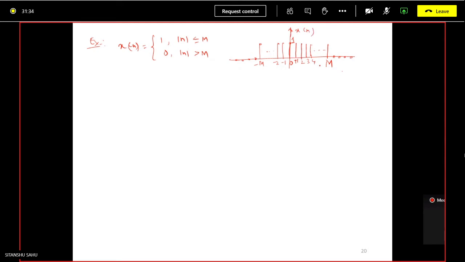So it looks like a discrete time signal, and it has values only from minus m to plus m, and after that it is 0. So obviously this is a discrete time aperiodic signal. There is no periodic repetition of the signal after the time index m. There is no repetition.